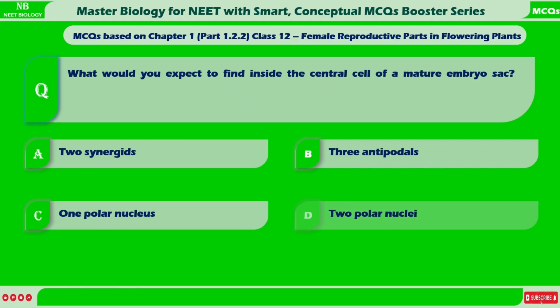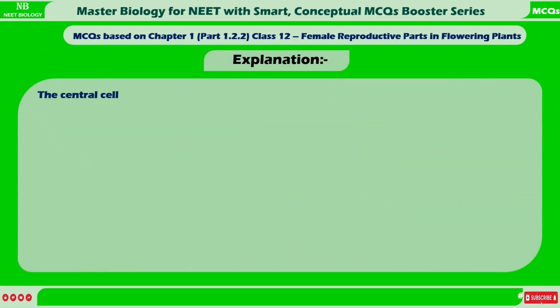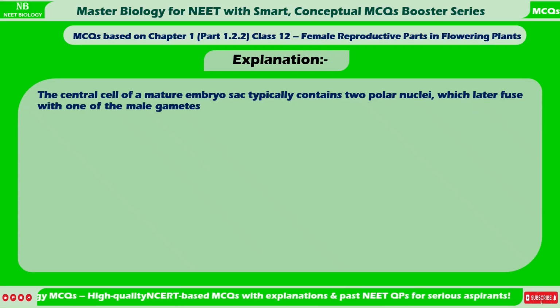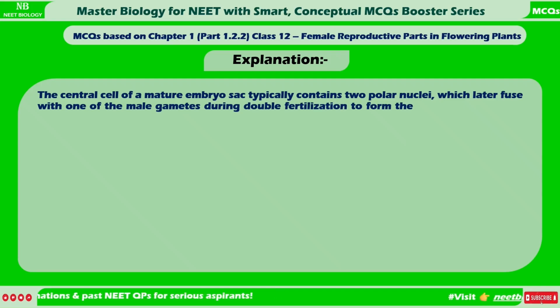Correct answer is D. 2 polar nuclei. Explanation. The central cell of a mature embryo sac typically contains 2 polar nuclei, which later fuse with one of the male gametes during double fertilization to form the triploid endosperm.